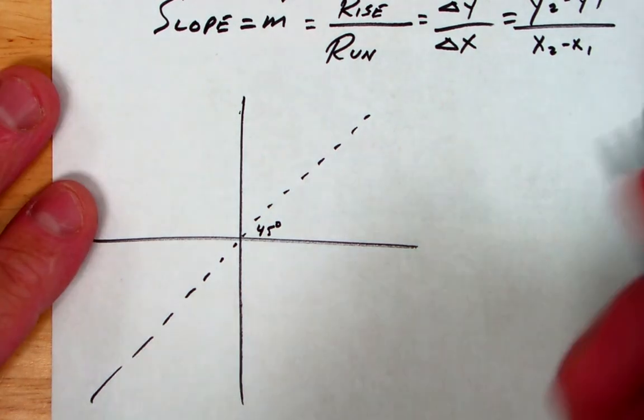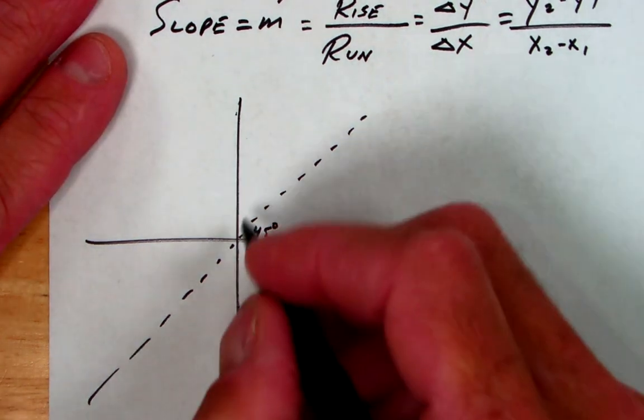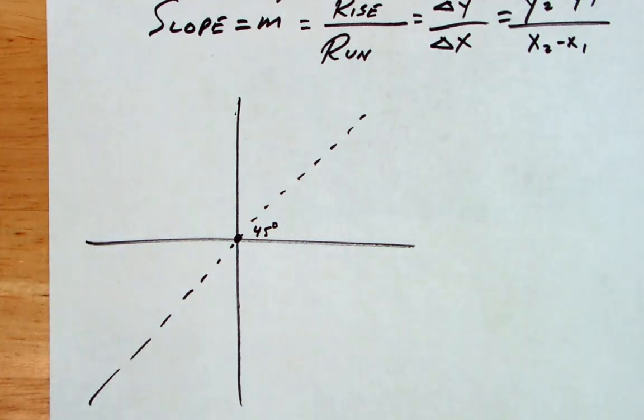What's the slope of that dotted line? Anybody know? Okay. It's 45 degrees. So that's kind of one way we can talk about incline. But if we talk about slope, it's just a numerical value as a fraction.